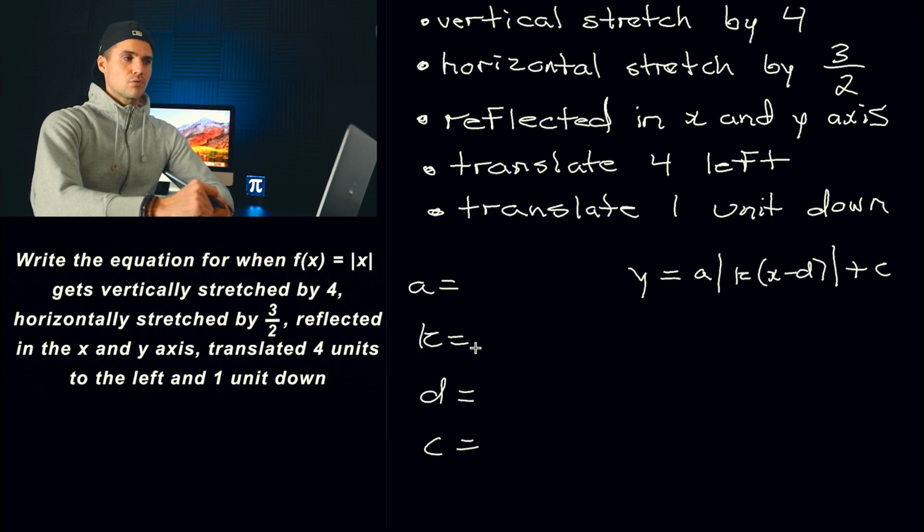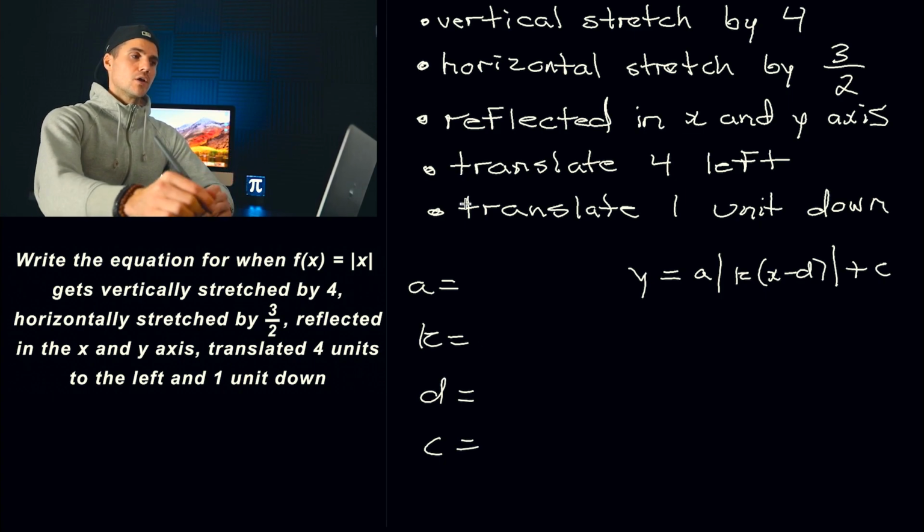So let's go through all of these transformations and see which of the transformation values are being affected by each one. A vertical stretch by 4, we know that the a value deals with vertical stretches and compressions. So we would put a 4 right there for now. A horizontal stretch by 3/2.